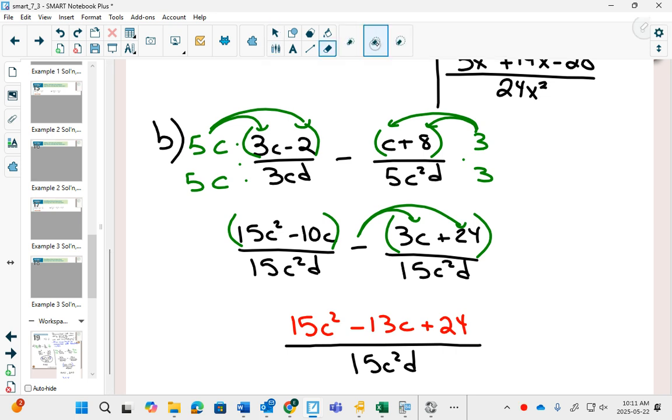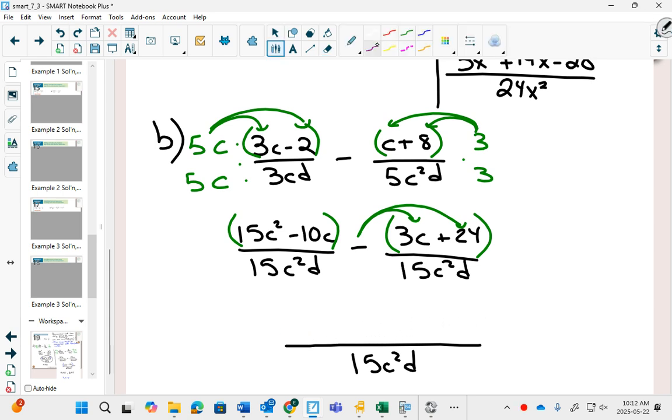So if I go to correct this, the 15c squared was right. The minus 10c minus 3c to get minus 13c was right. But I also, and you remember this from subtracting the regular polynomials from grade 9, that negative gets distributed, it's going to be a minus 24, not a plus 24. Right? So if you saw that, you can give yourself a little fist pump.